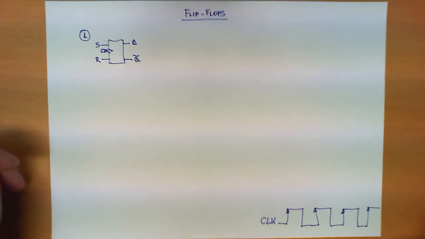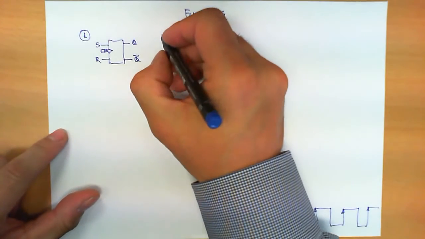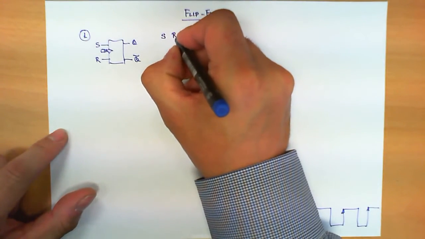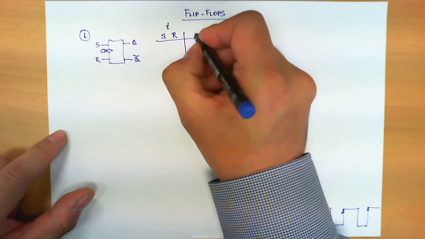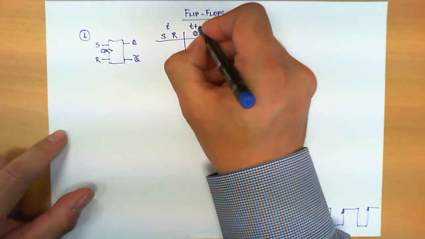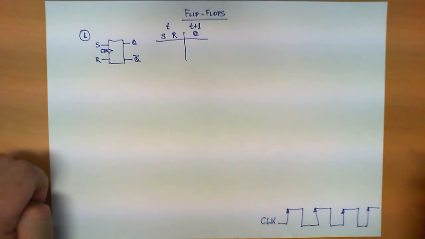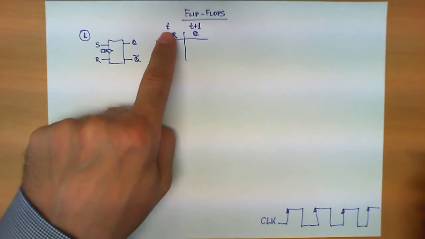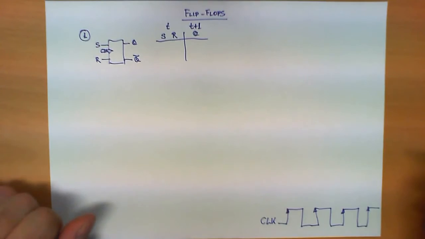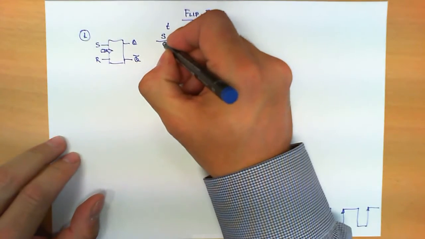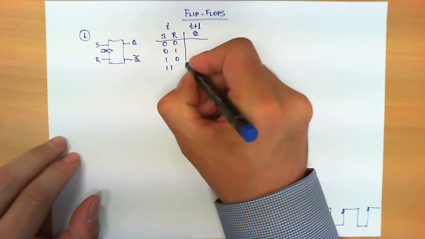So the truth table, or the characteristic function of how the circuit works, is represented as follows. So I have the values of S and R at time t, and I want to know what is the value of Q at time t plus 1. I do not write the value of Q bar because I know it's the opposite of Q. And again, this transition from t to t plus 1 takes place when the clock has one of these rising edges. So we have four possible combinations: 0 0, 0 1, 1 0, and 1 1.